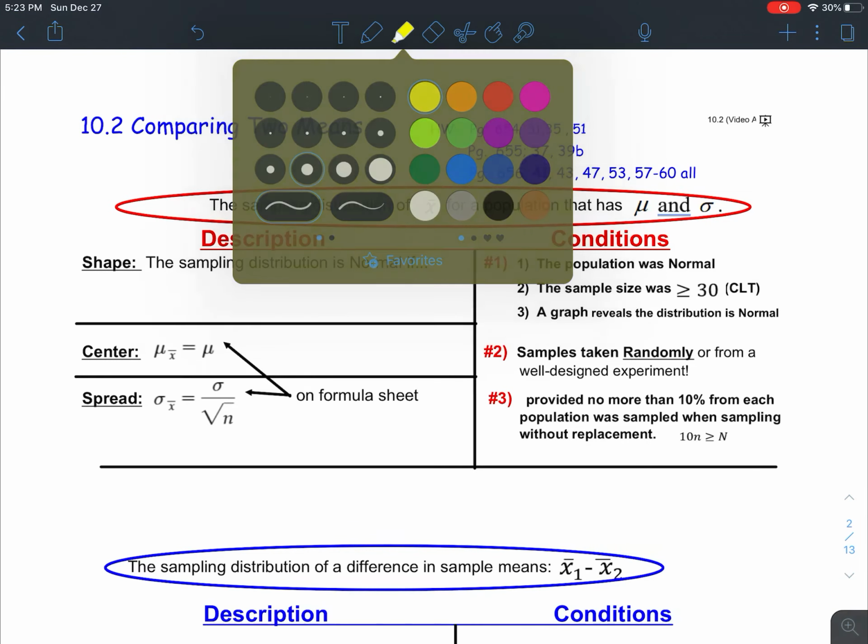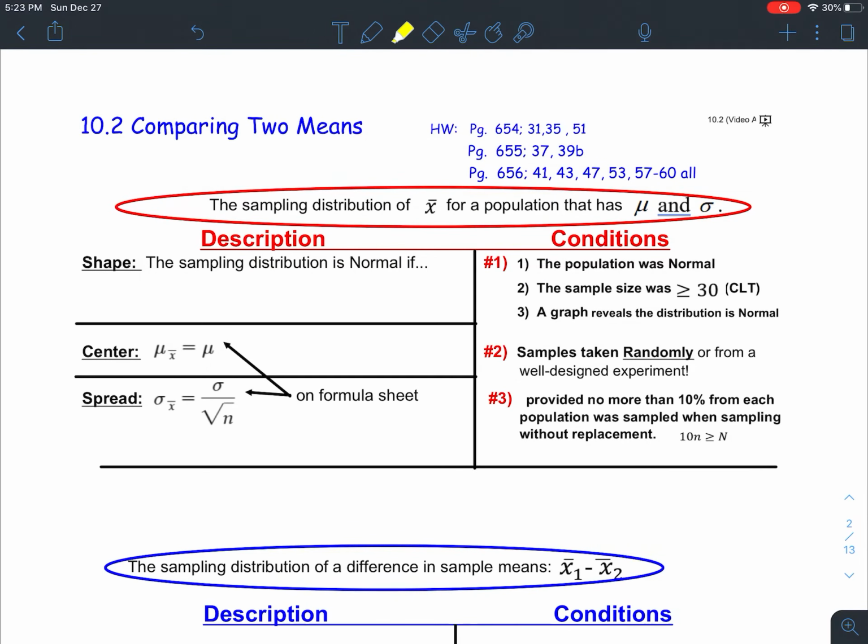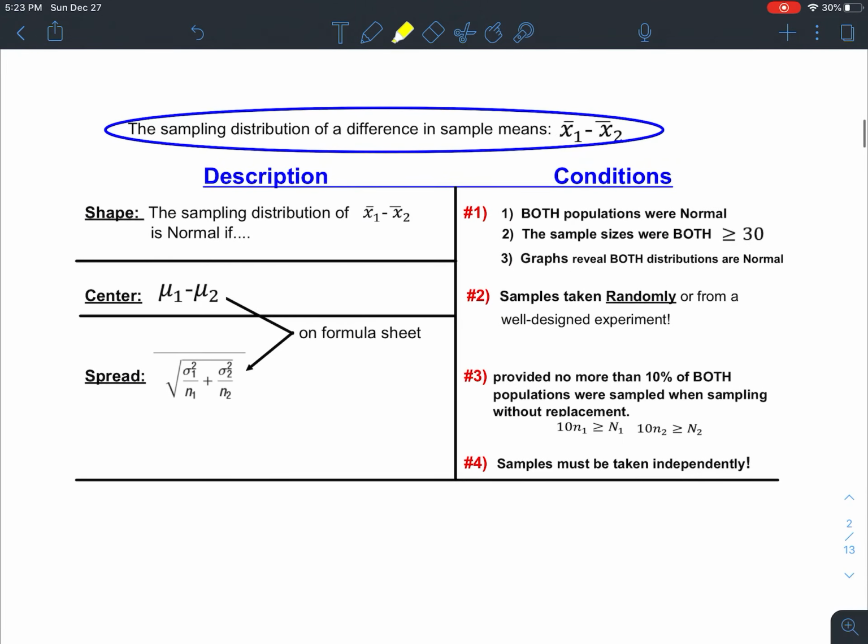What we're going to be focusing on in this section is, instead of just drawing out a sample from one population, we're going to be drawing out a sample from two populations, okay? And we're going to be doing the difference between those two samples. So that's going to create a sampling distribution for the difference of two sample means. What you'll notice here is our description is still basically the same, okay?